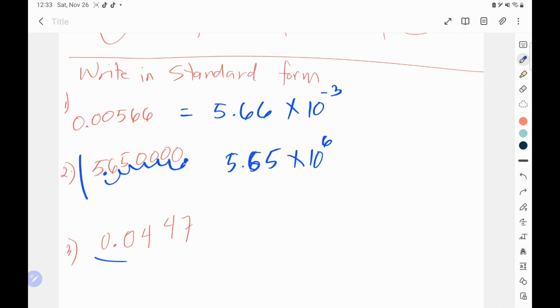Now you know this one, the original value is less than 1, so the exponent of the times 10 is going to be negative. Now we have to make it into 4.47. Question: how many decimal places? We have 1, 2. So that means negative 2.